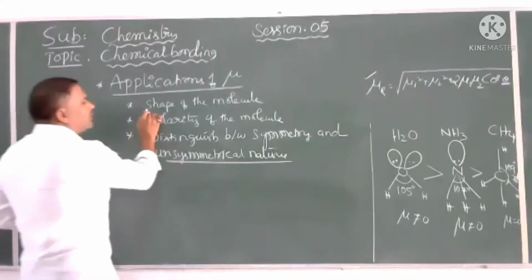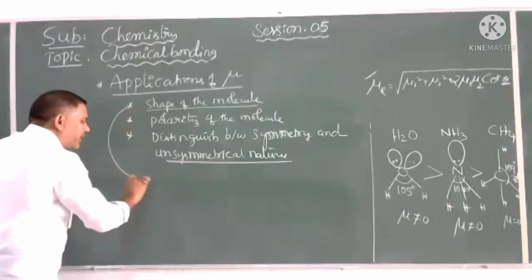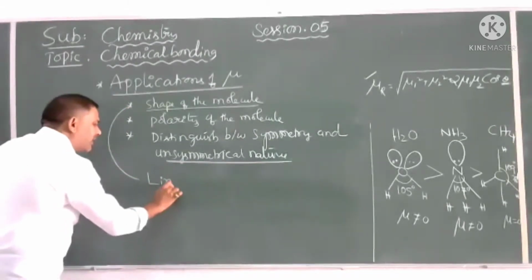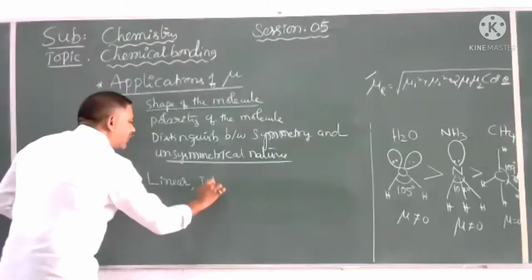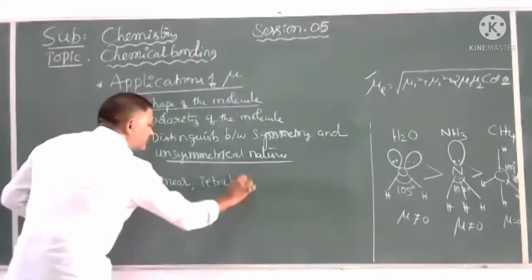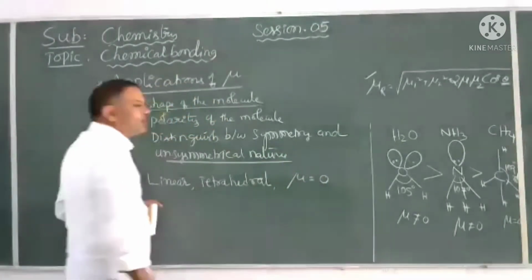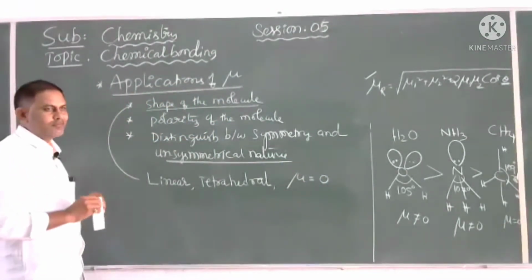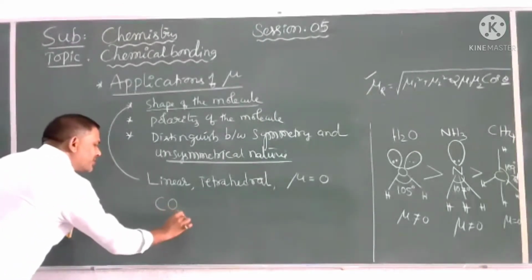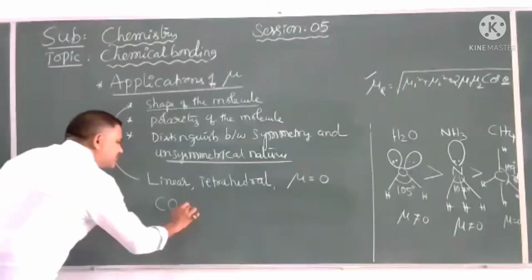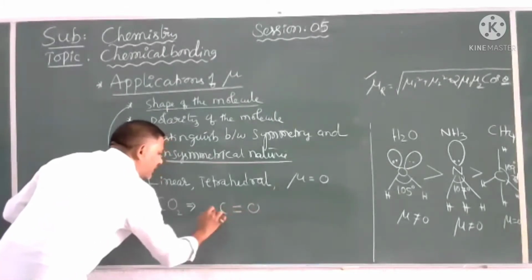Sorry, the shape of the molecule means based on their dipole moment. Generally, those molecules having a linear shape, and here tetrahedral shape, generally have dipole moment mu equal to 0, even though they have certain moments. For example, carbon dioxide, CO2. Its geometry is, for example, here C double bond O and here double bond O.